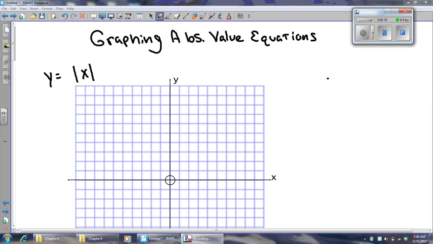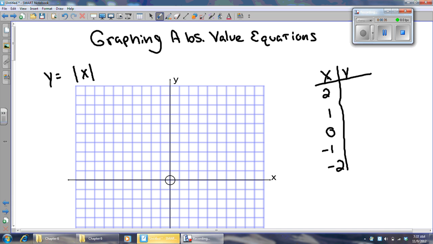I'll tell you what, just to start, I'm going to make a little t-table here. And I don't want you doing t-tables on homework, but I'm doing a t-table so you can see how the picture is going to go. I'm going to plug in 5 points: 2, 1, 0, -1, and -2. And then to get my answers out, I plug them into this equation, y equals the absolute value of x.